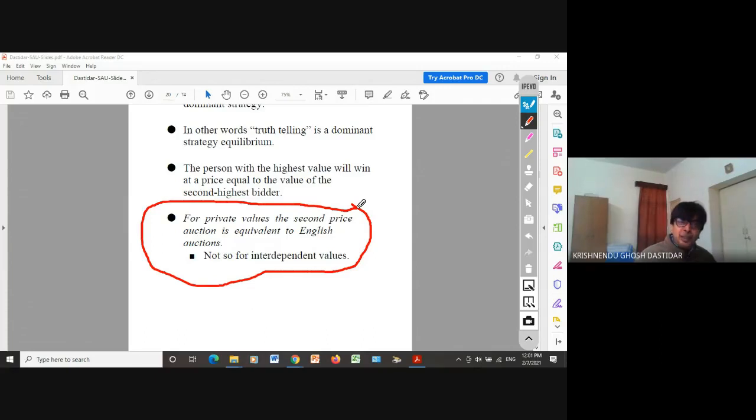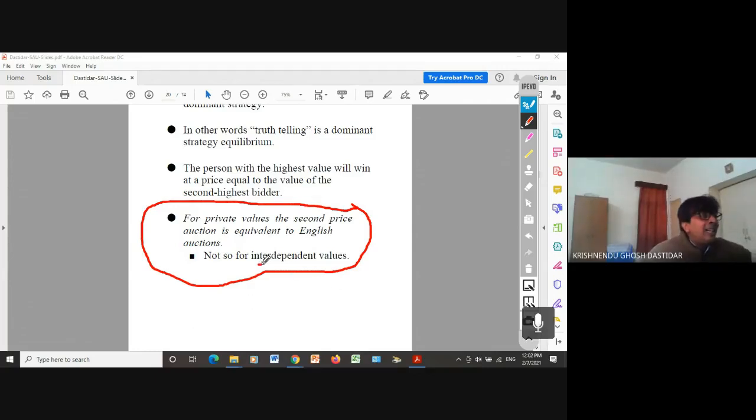So everybody drops off when the price reaches their value. So who remains at the end? The person with the highest value, because others have dropped off. And how much does he pay? He pays the price at which the second highest valued bidder has dropped off. So the final outcome is exactly like the second price auction. That's why we say for private values, the second price auction is equivalent to English auction.